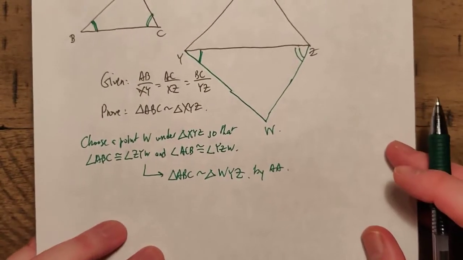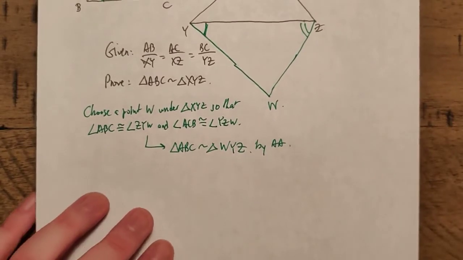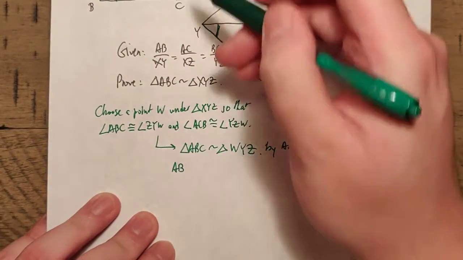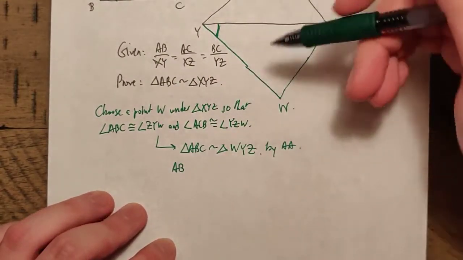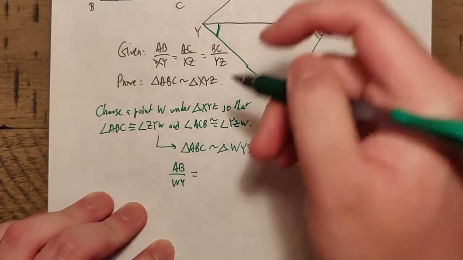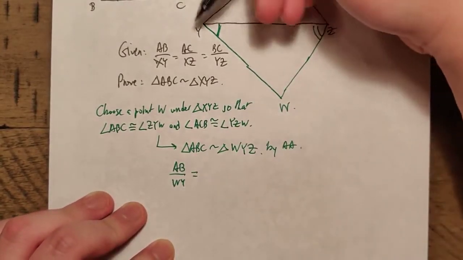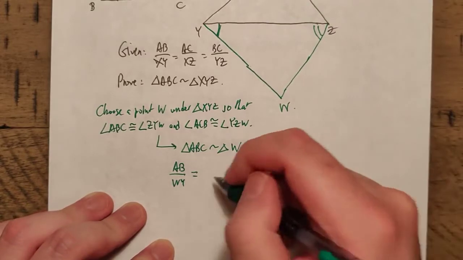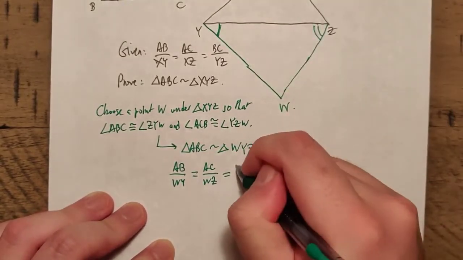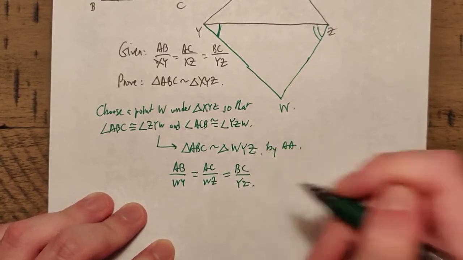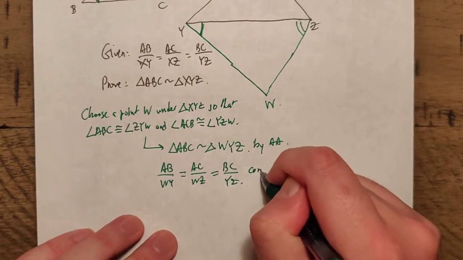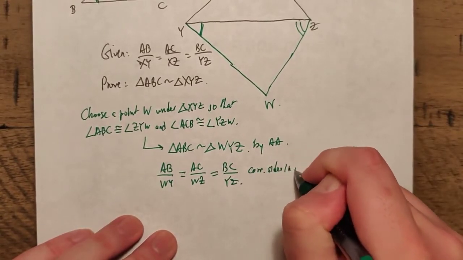Now, because they're similar by angle, angle, that means the corresponding sides should be in proportion. So I can write the fact that AB, notice how AB corresponds with WY, so AB and WY match up. And this is going to be AC to WZ, and that's going to be equal to BC to YZ. Right? These are corresponding sides in proportion.